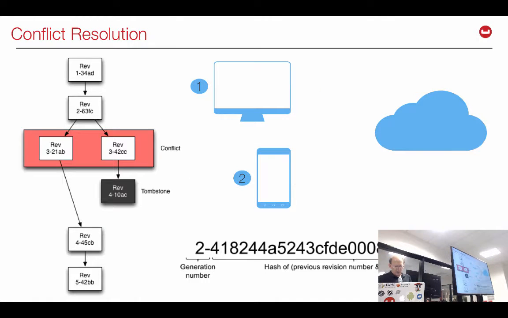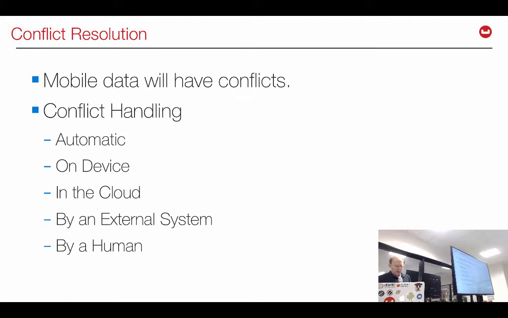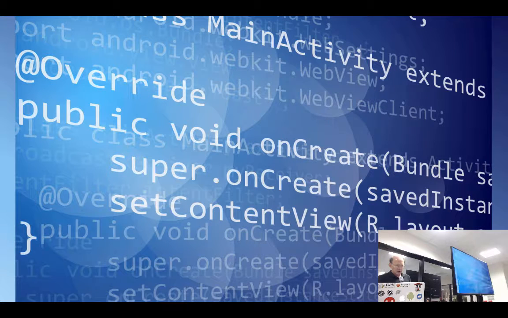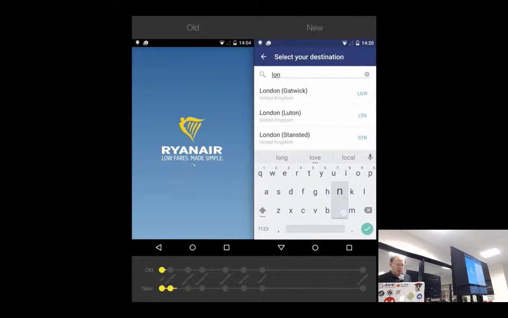So I'm going to skip by a few of these other things that would talk about why things like synchronization are very difficult. I'm just going to show this video really quick. This is a side-by-side video from Ryanair. Who's familiar with Ryanair? They're one of the biggest airlines in Europe.